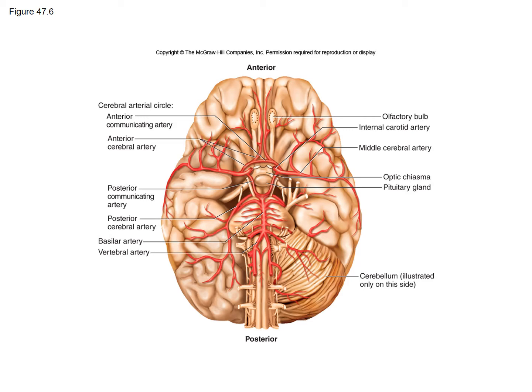This basilar artery is going to give you some branches. One of them will be the posterior cerebral artery, and we have the middle cerebral artery, and we have the anterior cerebral artery. It's right here: anterior, middle, and posterior. And as you can see here, very important branches called the posterior communicating artery and the anterior communicating arteries.